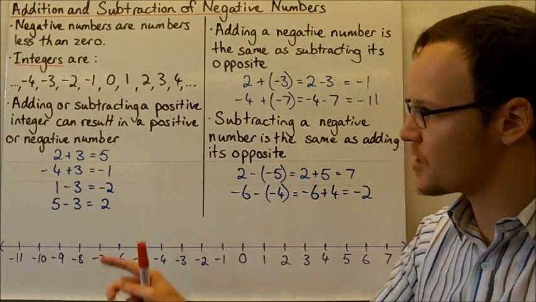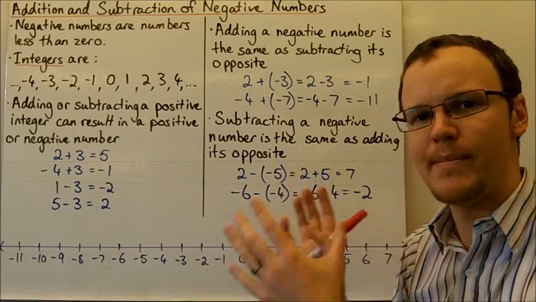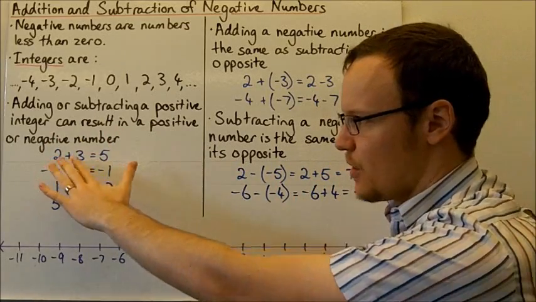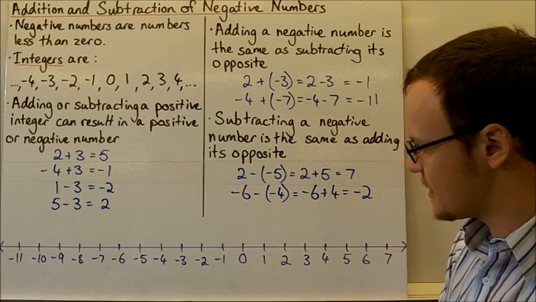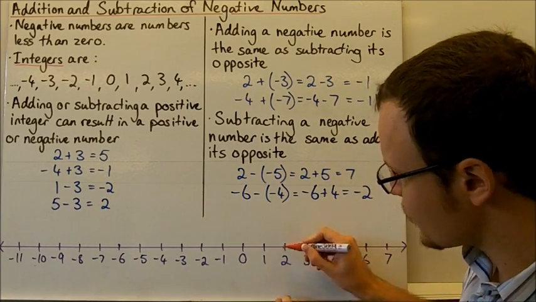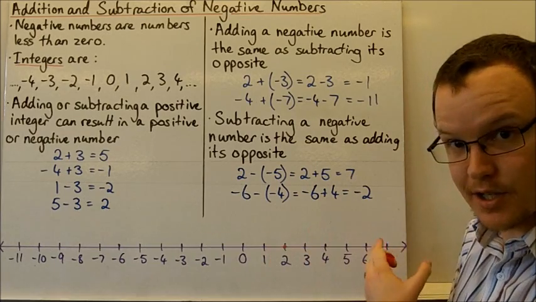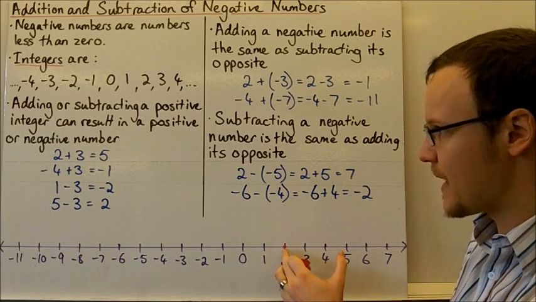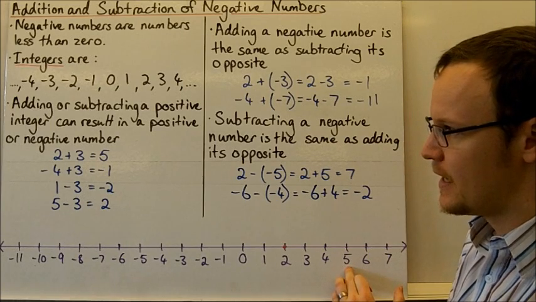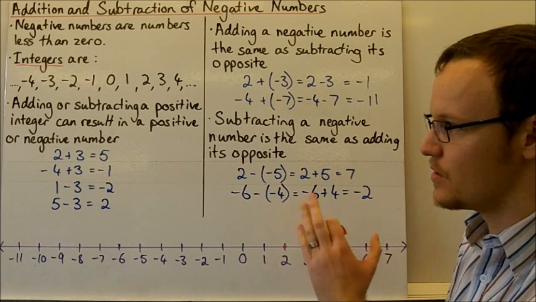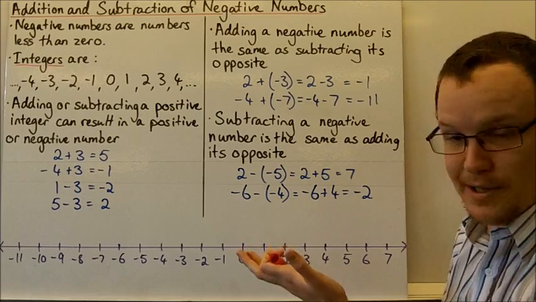Let's remember what these operations look like on a number line. If we start at 2 and add 3, we go to the right on our number line, 1, 2, 3 skips, and we can see we're at 5. That's what happens when we do 2 plus 3.